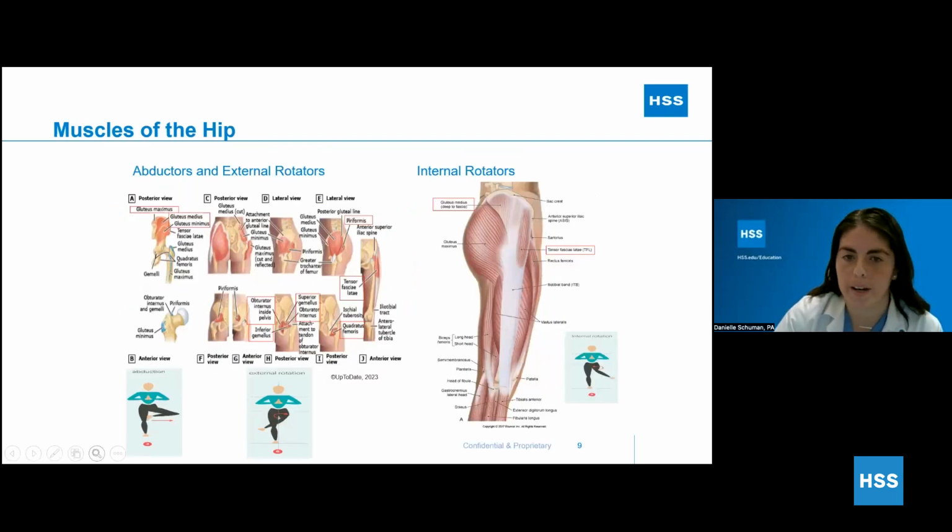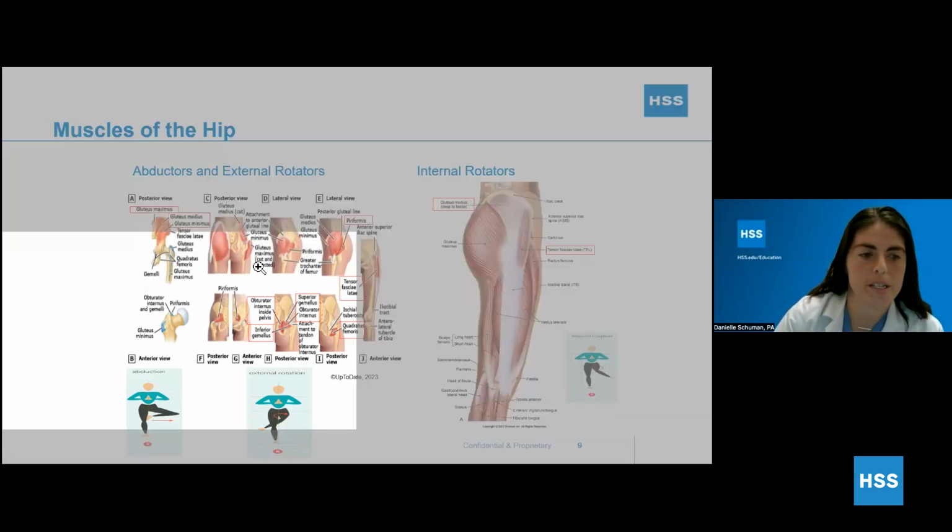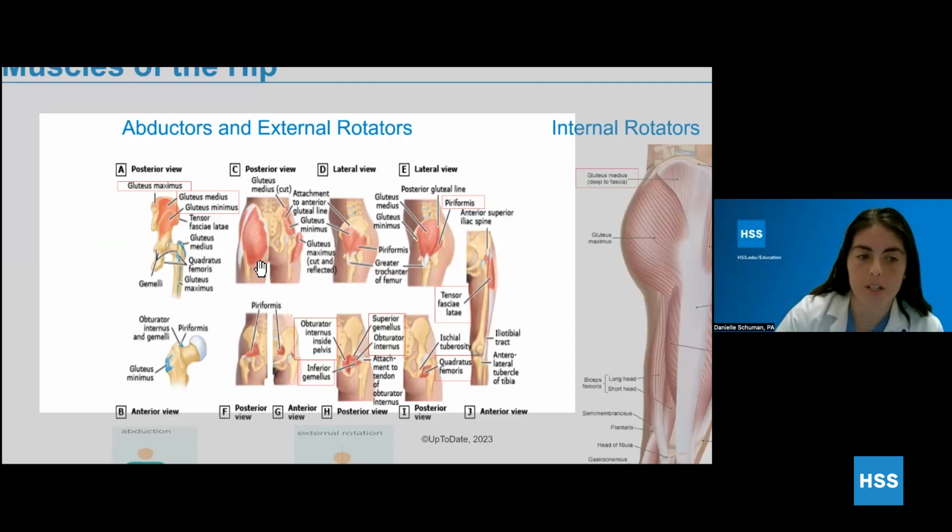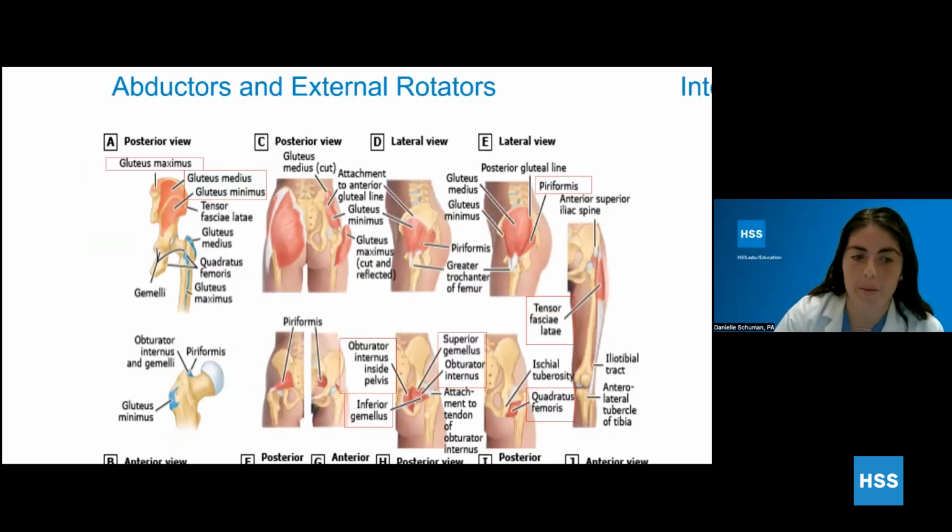So here again are examples of the abductors, external rotators, as well as internal rotators. All these muscles serve to coordinate and enable the hip to move in all different directions. So for flexion, it allows for flexion of the hip to about 120 degrees, extension to 10 degrees, abduction to 45 degrees, adduction to 25, internal rotation to 15 degrees, and external rotation to 35 degrees.